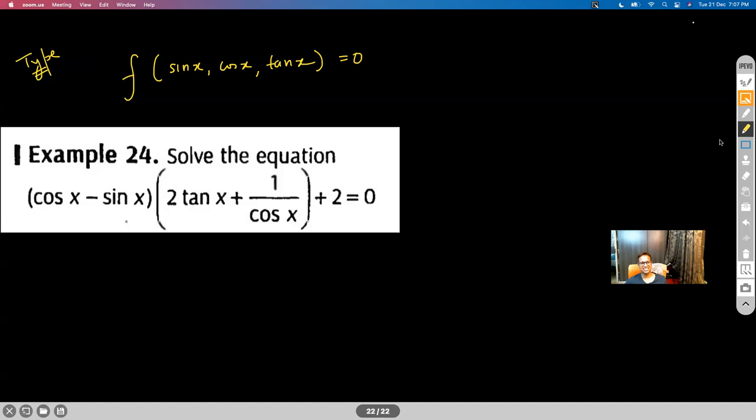Any idea? Is anybody actually making an attempt to solve it? Or have you got stuck somewhere? Okay, anyways, let me bail you out of that situation.